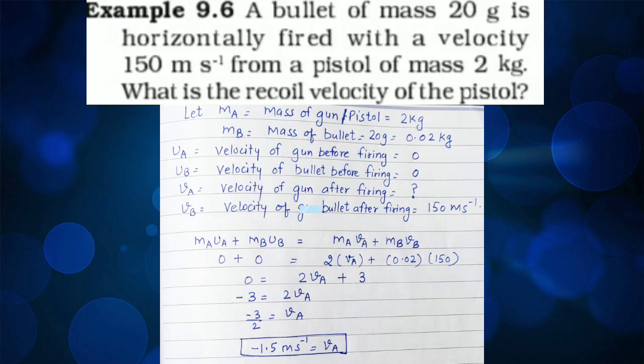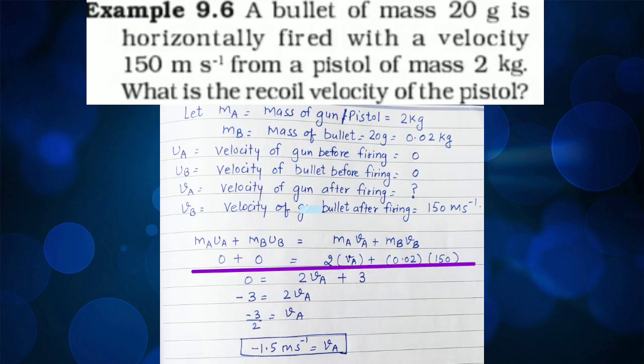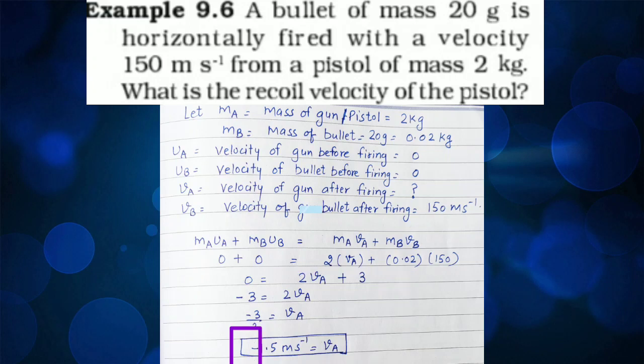According to the law of conservation of linear momentum, the linear momentum before firing is equal to the linear momentum after firing. It means mAuA + mBuB = mAvA + mBvB. Now we will simply substitute the values. On rearranging the terms, we get the value of vA, that is -1.5 meter per second. The negative sign indicates that the direction in which the pistol would recoil is opposite to that of the bullet.